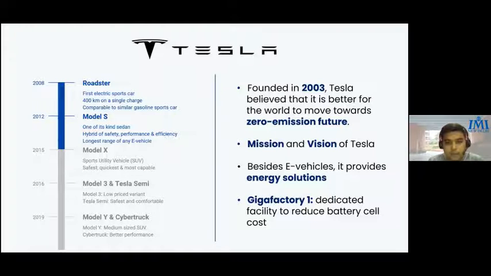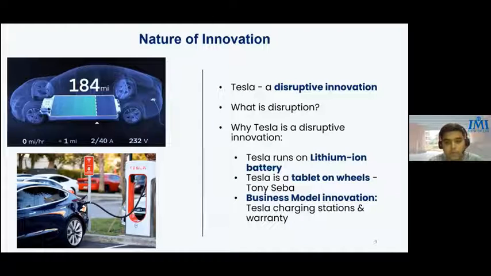In the year 2015, Tesla expanded its business in the sports utility vehicle segment by introducing Model X, which was considered the safest, quickest, and most capable of SUV. Later in 2016, Tesla launched a low-price variant Model 3, and subsequently it launched the safest and most comfortable truck, Tesla Semi, which aimed at reducing owner's cost in terms of fuel. And in the year 2019, Tesla introduced Model Y, a mid-size SUV, and Cybertruck with better performance.